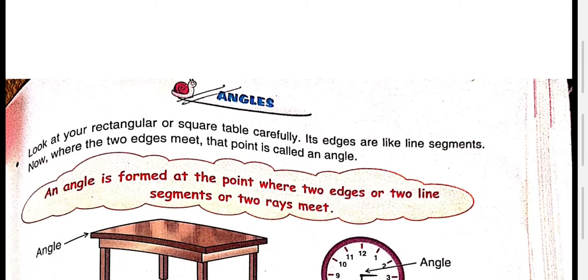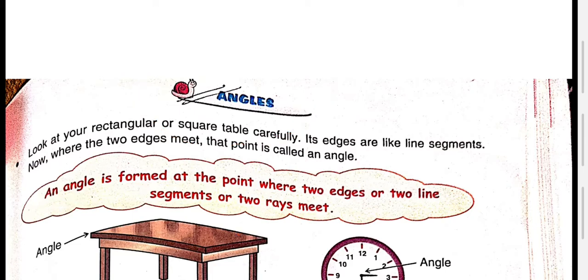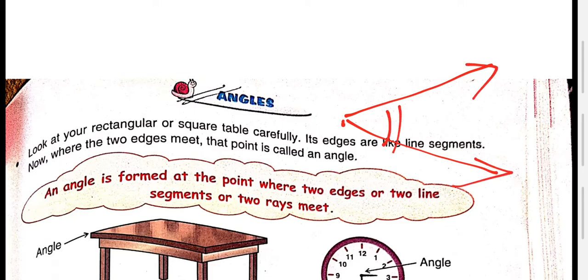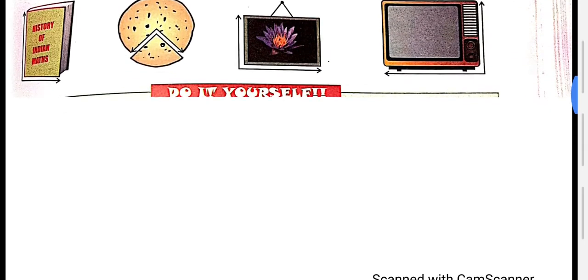Now we have to understand the meaning of angle. An angle is formed at the point where two edges, two line segments or two rays meet. So what is an angle? When two rays intersect each other at one common point, then they form an angle. They may be rays, line segments, or lines. This is the definition of an angle. In this figure you see the angle made between the two hands of a clock, the small one and the large one. Here also one angle is formed. These are examples of angles.